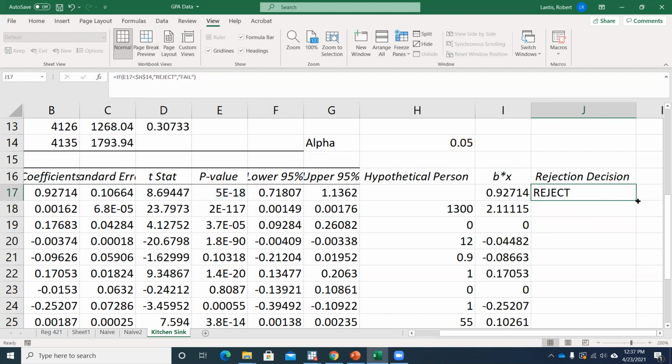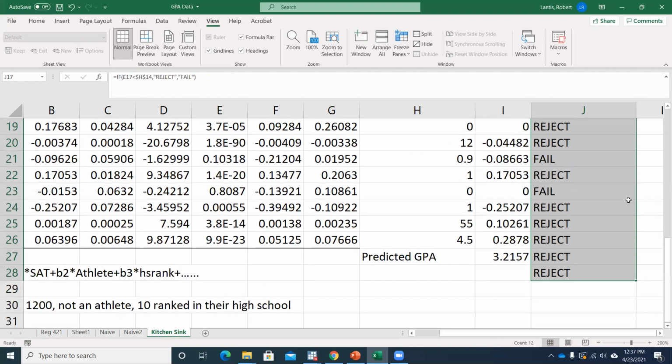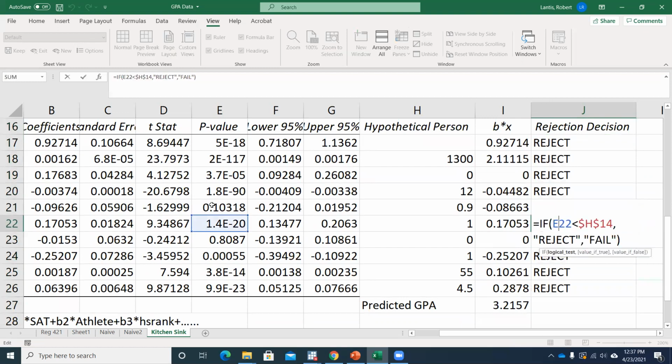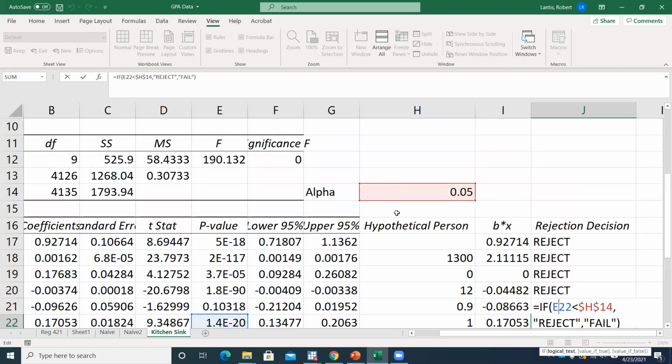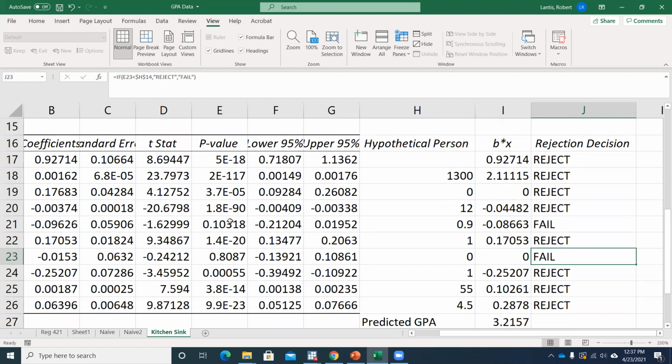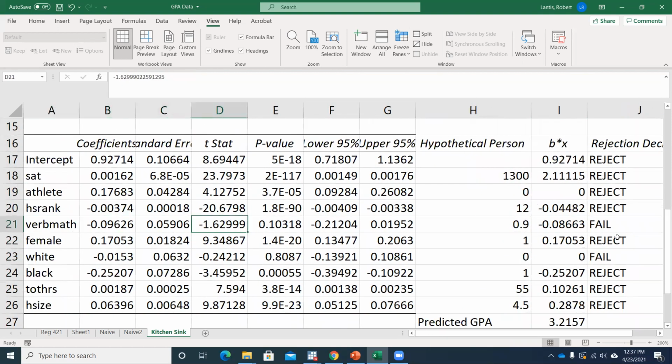Now, when I copy this down, and if I double left click here, I'll do this for each one of my variables, comparing that p-value to alpha. So real quick, I can see that all these variables have a significant relationship with GPA except for the two in which I failed to reject the null. So what two would those be? It looks like whether or not the individual is white, so race doesn't really matter here in predicting GPAs, and then this verbal math score.